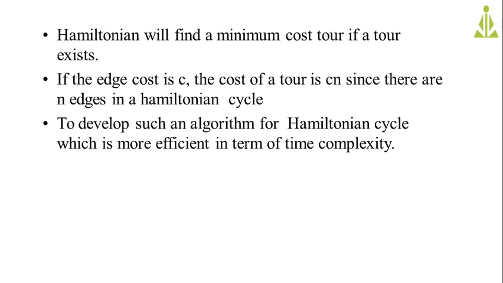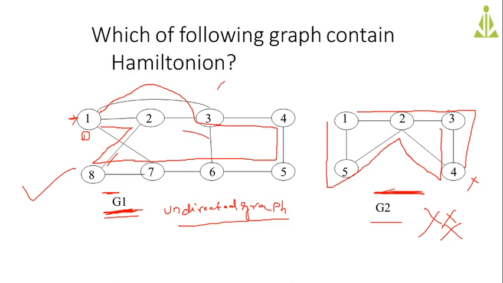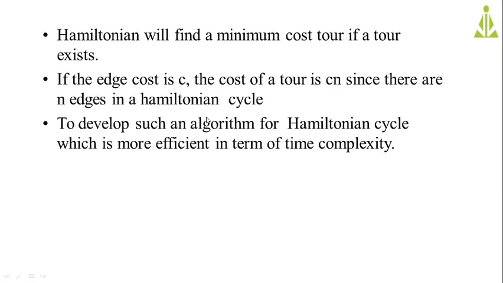Okay. So Hamilton will find the minimum cost tour if a tour exists. Means if the tour exists, then it will find the minimum. Like in the graph, if it is given some numbers, for example 4, 5, 10, something like that, then based on the cost we can get the minimum cost.